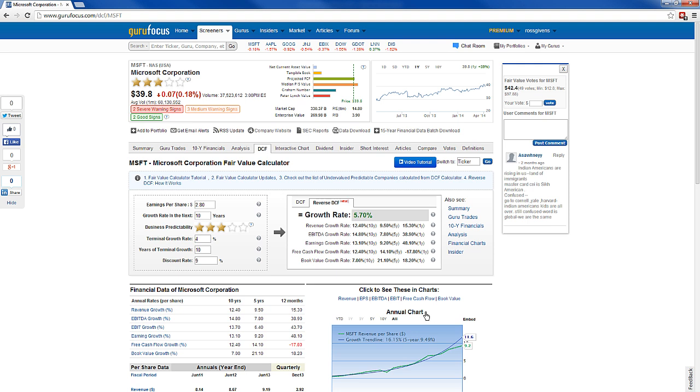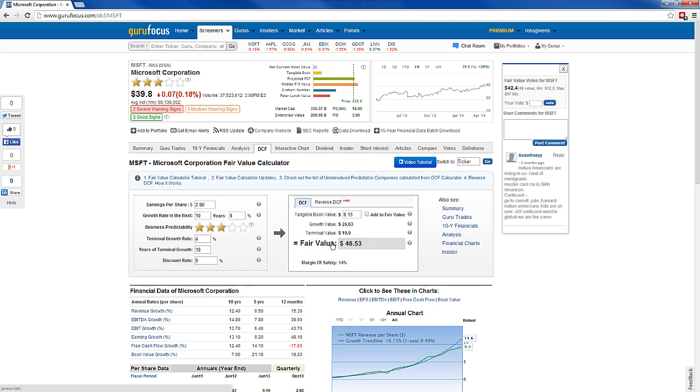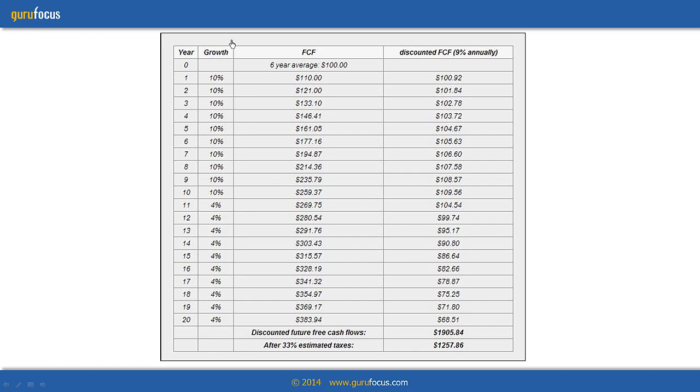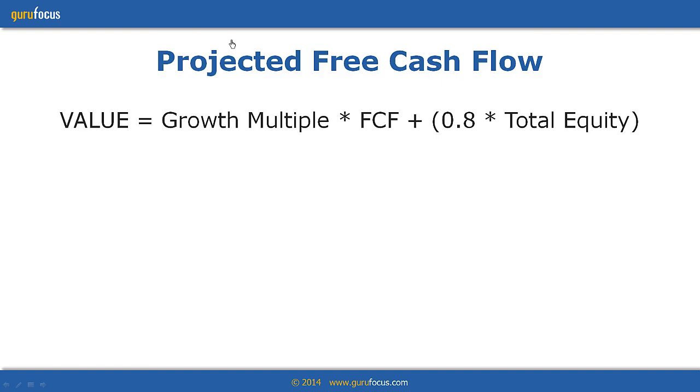And Borgia, the margin of safety again. It's just showing you where today's price lies in relation to that fair value. So you've got roughly 14% margin of safety, okay? All right, so that's discount cash flow. And let's look at a couple of others.